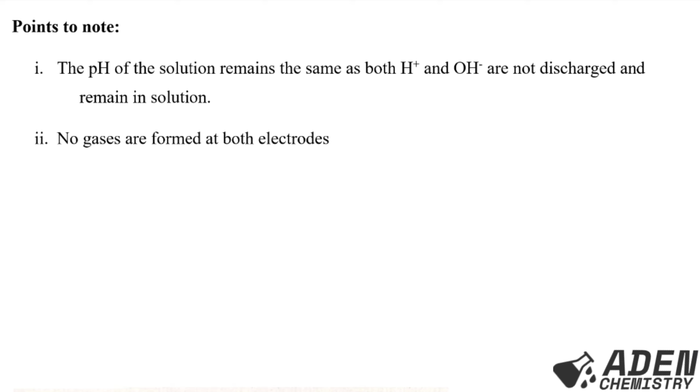Lastly, we see the points to note. Roman 1, the pH of the solution remains the same as both hydrogen ions and hydroxyl ions are not discharged and remain in solution. The second point to note: no gases are formed at both electrodes. Remember, at the anode, the copper electrode loses electrons, so hydroxyl ions are not preferentially discharged to form oxygen gas. At the cathode, copper 2 ions are preferentially discharged and gain 2 electrons to form neutral copper solid, which is deposited as a red-brown coating on the copper cathode. Hydrogen ions are not discharged to gain electrons to form hydrogen gas. So no gases are formed at both electrodes.